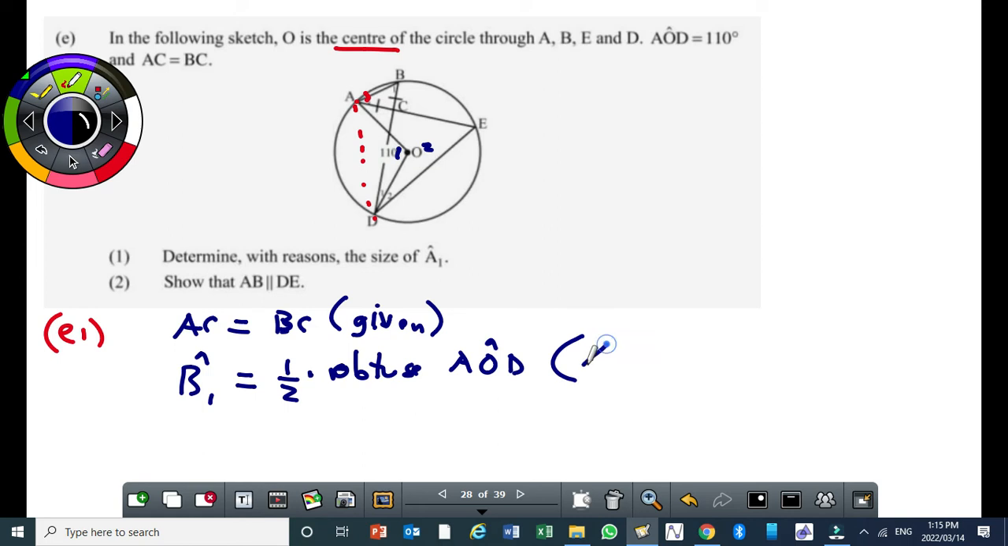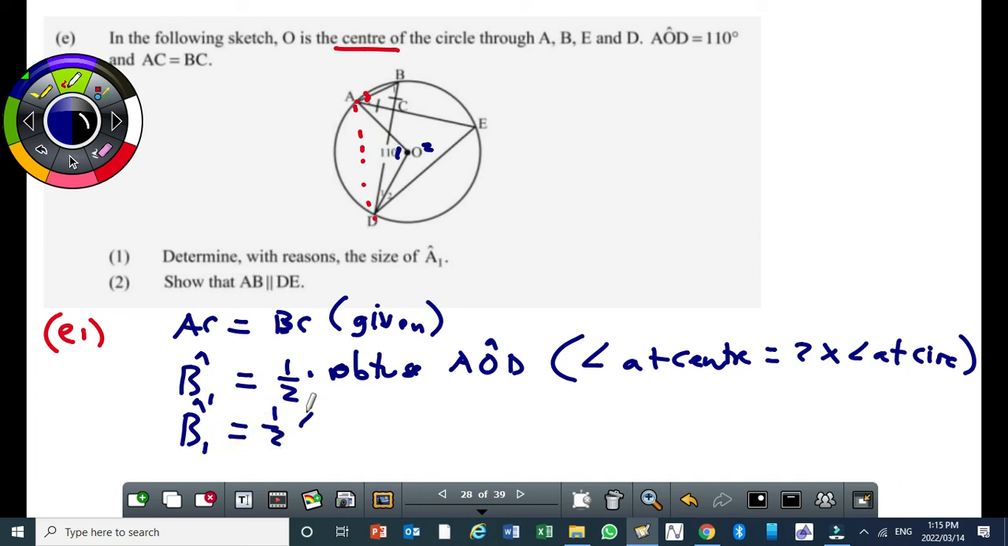Then the reason: angle at center is equal to 2 times angle at circumference. Angle at center is equal to 2 times angle at circumference. Okay? Then B1 will be equal to half times 110 degrees. That will give you 55.